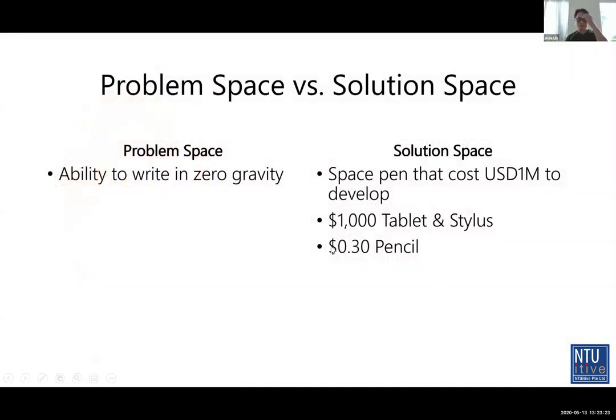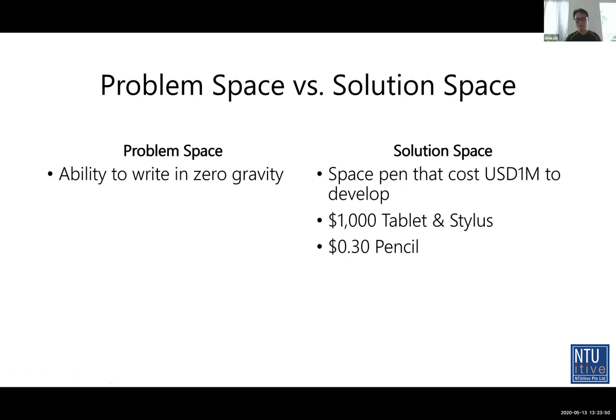All right. So in the problem space, you're just saying, I need the ability to write in zero gravity. And the solution space is a space pen that costs $1 million to develop, a $1,000 tablet and stylus, or a 30-cent pencil. Now, this is actually a myth that a lot of people hear. The 30-cent pencil is the solution by the Russian astronaut.